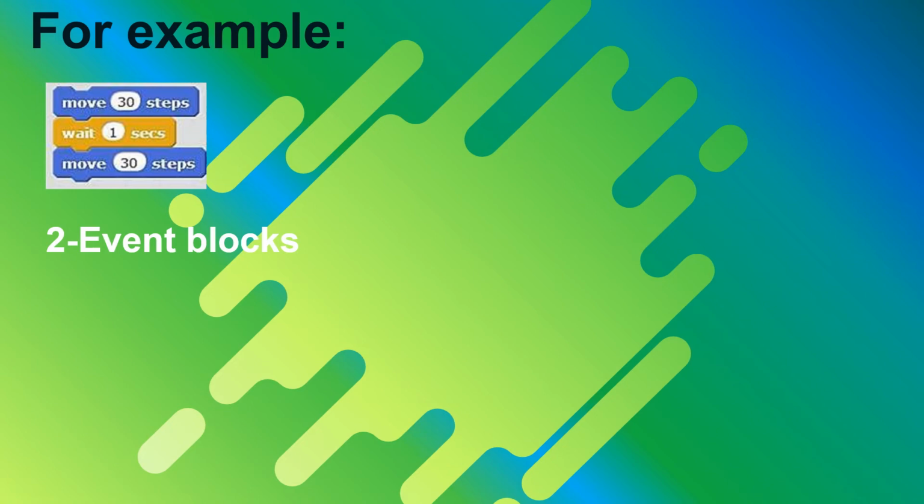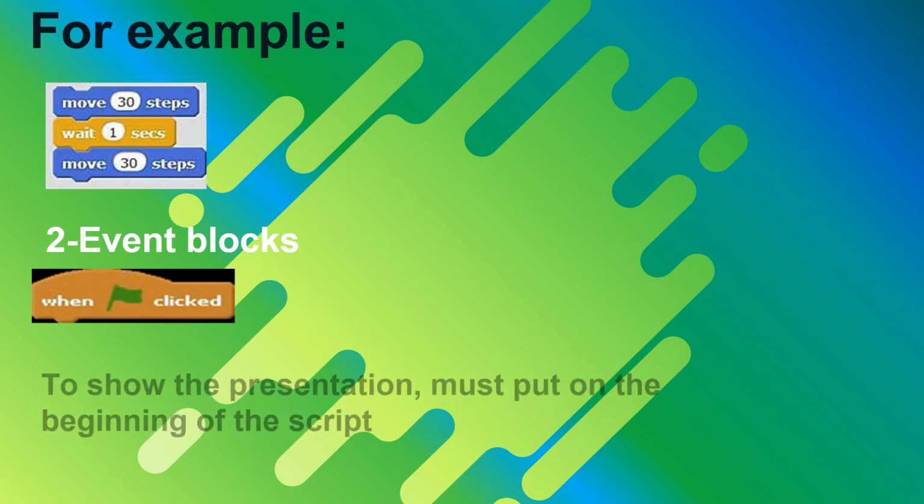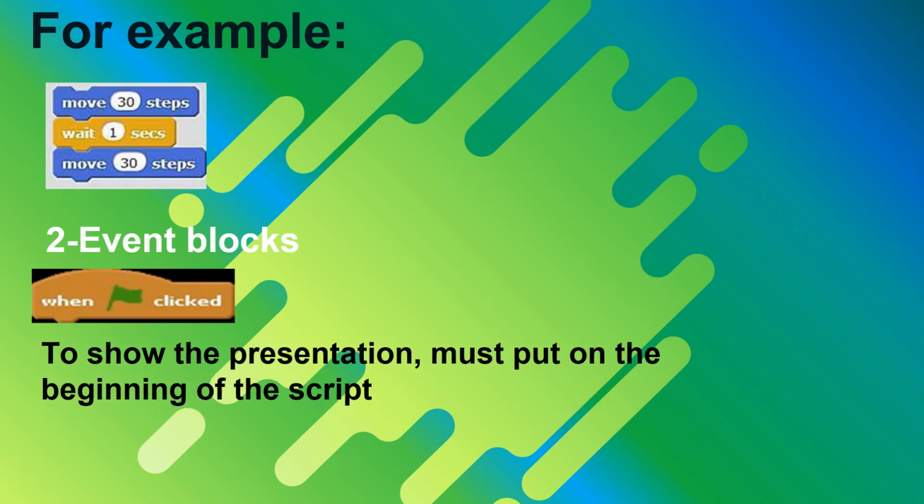Now number 2, the event blocks. When you see this event, it means that when something happens, some other thing is going to happen. To show the presentation, you must put this on the beginning of the script. So you must put this one on the beginning of your script.